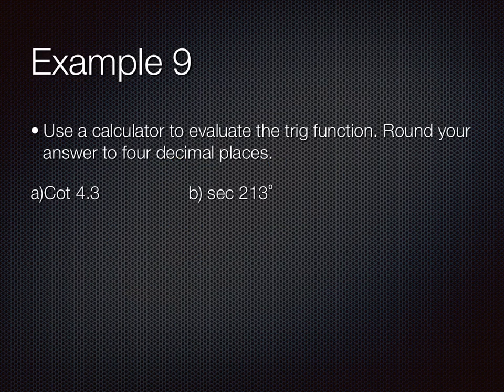All right, now it says use a calculator to evaluate the trig function and then round your answer to 4 decimal places. So we're back to the calculator. This, again, should be super easy. You just have to pay attention to the mode of your calculator. And again, a reminder for your test that you will be able to use the calculator on a portion of it. Obviously, that would look like this.